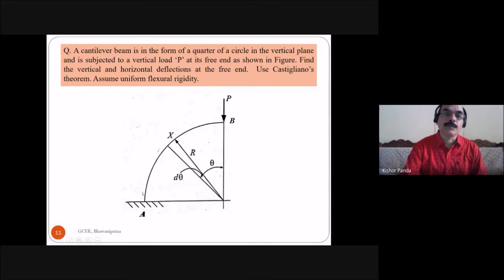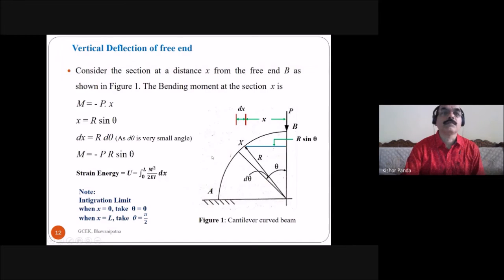And this is the curved beam. The radius of the curved beam is R. And this total angle is 90 degrees. This is the angle theta. First you have to find out the vertical deflection of the free end.